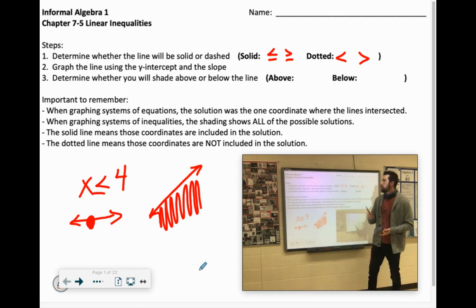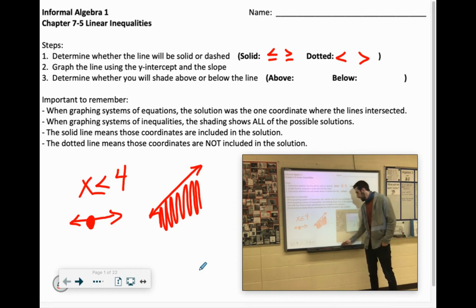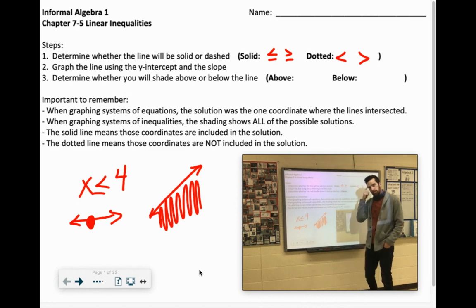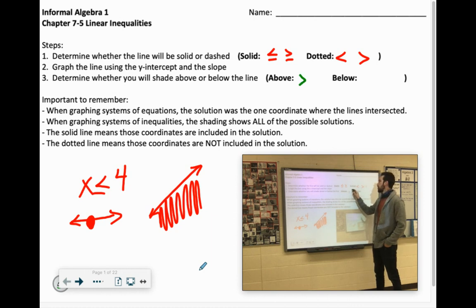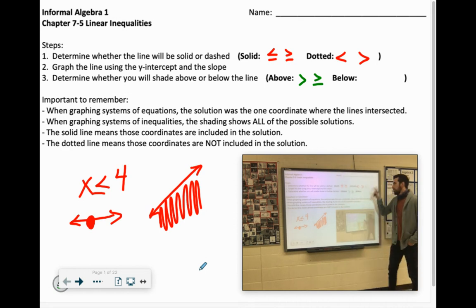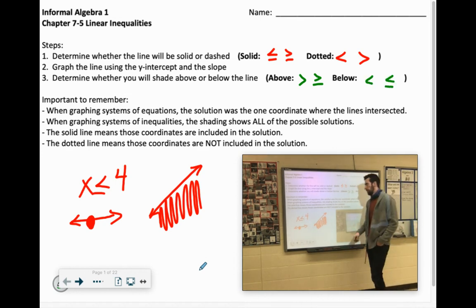Graph the line using the y-intercept and the slope. We've done that a million times. Determine whether you will shade above or below the line. Now, this one seems like it works in your brain. So if you're going to shade above something, that's going to be if it's greater than or equal to, right? That makes sense. If something is greater than, it is above you. And if it's less than, it would be below you. So it would be less than or equal to.